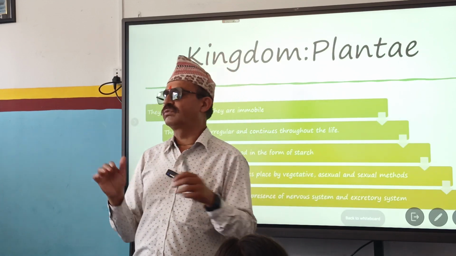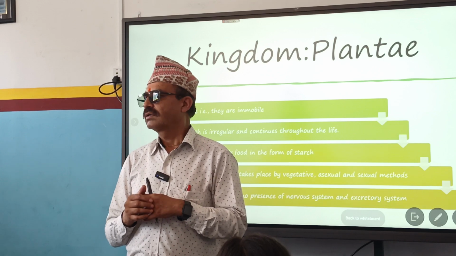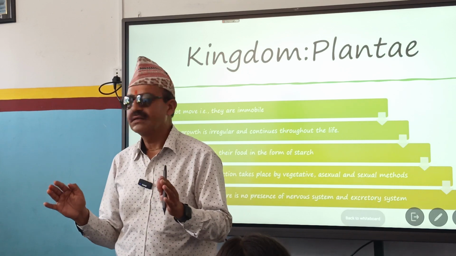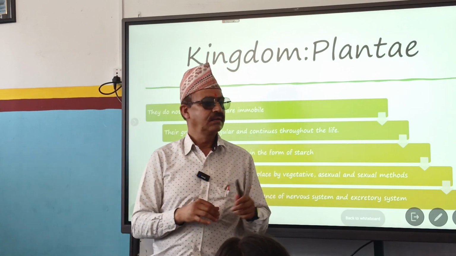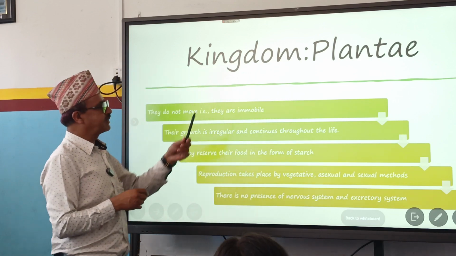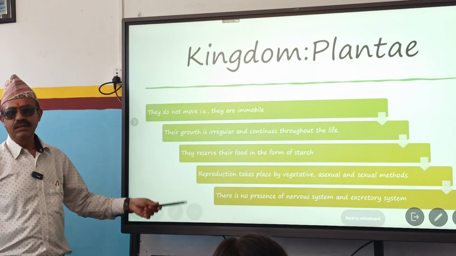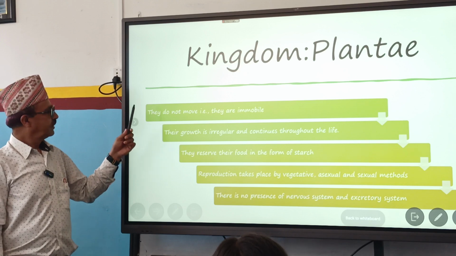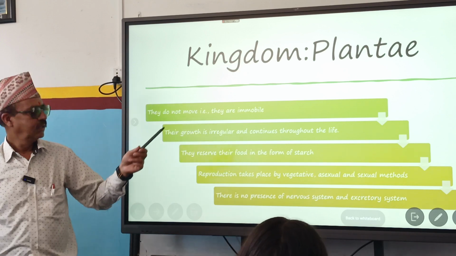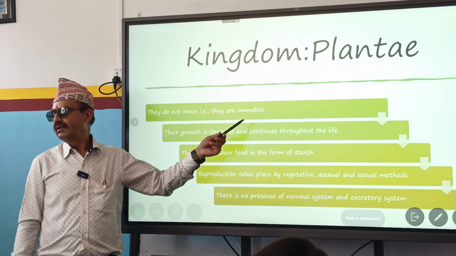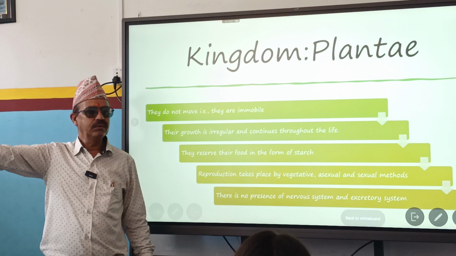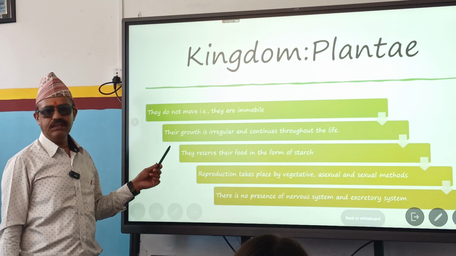And what are the two kingdoms proposed by Carolus Linnaeus? Kingdom Plantae, Kingdom Animalia. Only two kingdoms. So Kingdom Plantae, how many characteristics are given here? 4. What is the first characteristic? They do not move. Plants cannot move from one place to another. That is called immobile. Those plants which we have kept in the garden, can they move from one place to another? No, immobile.